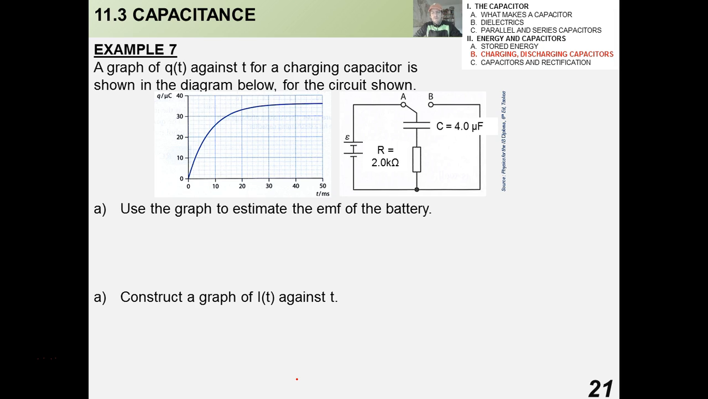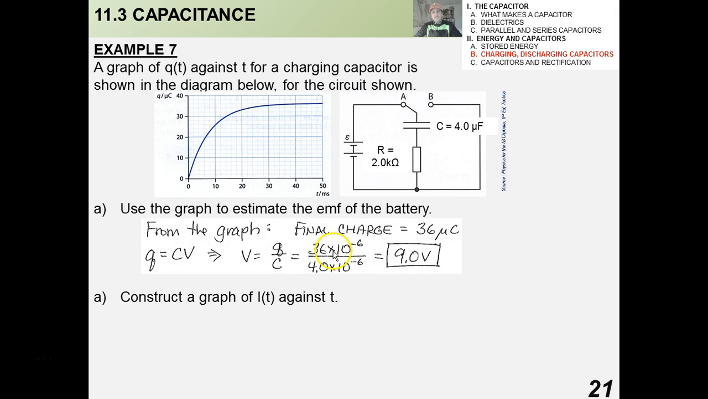Let's do a quick example to round out this video, okay? So we have a graph of Q of t against t for a charging capacitor. It's shown. Okay, these are the same numbers I had before. Use the graph to estimate the EMF of the, maybe these aren't the same numbers. Anyway, I give you the numbers. Use the graph to estimate the EMF of the battery.